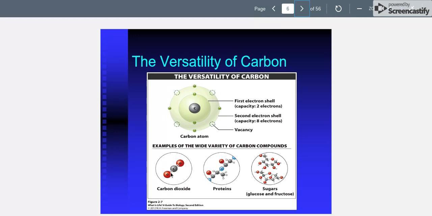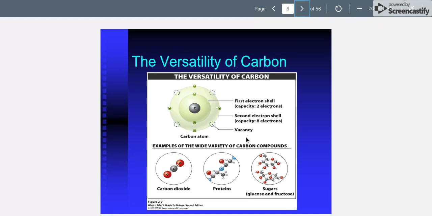So here we have carbon dioxide, where it forms 2 double bonds with oxygen atoms. And so we have CO2. We can have it in proteins, where we get this big chain of all of these carbons together. Sugars, we get these ring structures.